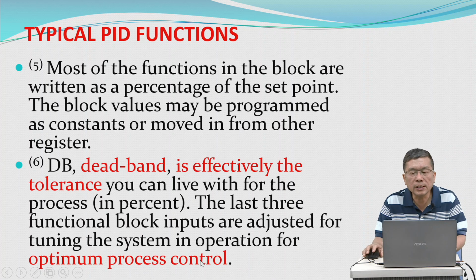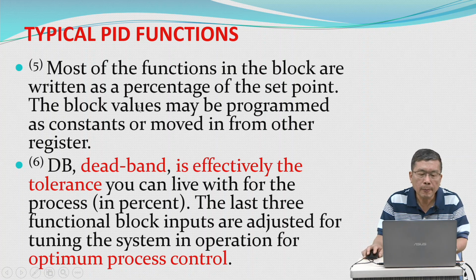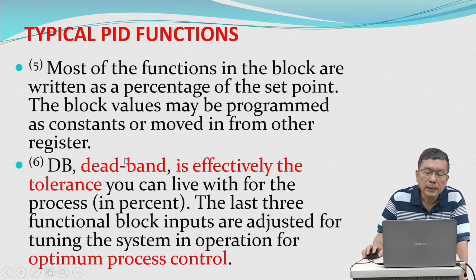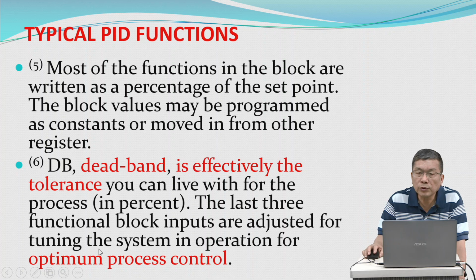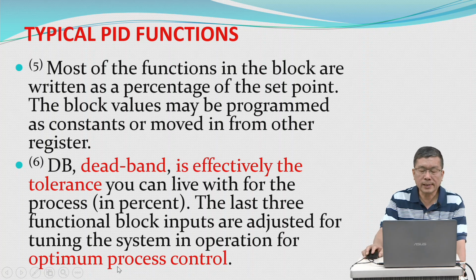Most of the functions in a block are written as percentage of the set point. The block value may be programmed as constant or moved in from other register. dB, deadband, is effectively the tolerance you can live with for the process in percent. The last three functional block inputs are adjusted for tuning the system in cooperation for optimal process control.